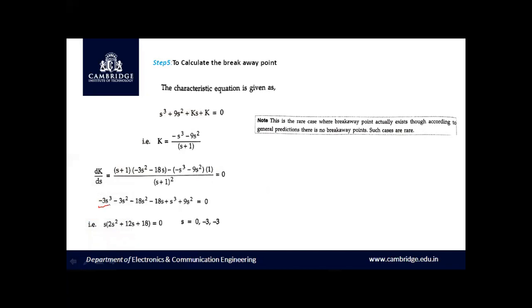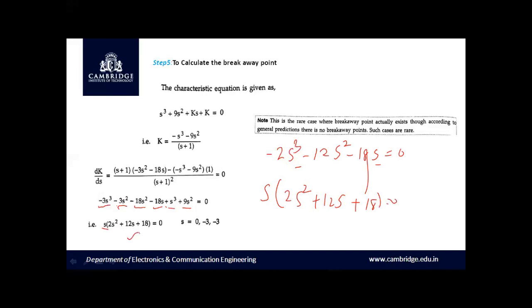Minus 3s cube plus s cube will be minus 2s cube, minus 3s square minus 18s square plus 9s square. Minus 18s square plus 9s square will be equal to minus 9s square. Minus 9s square minus 3s square will be minus 12s square. Then we have minus 18s, which is equal to 0. We can take s as common outside, and it will be of the form s into 2s square plus 12s plus 18 equal to 0. This is what is written here.